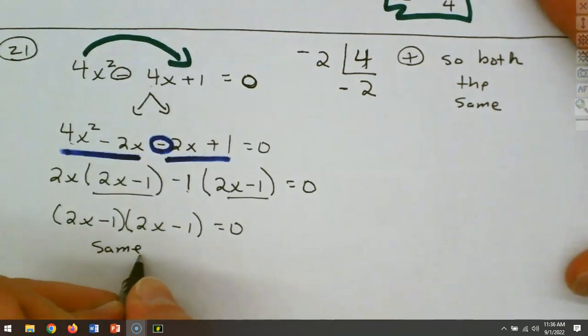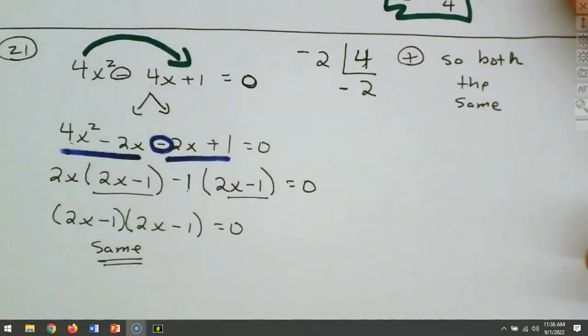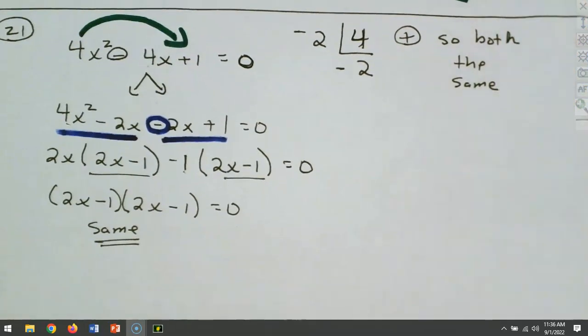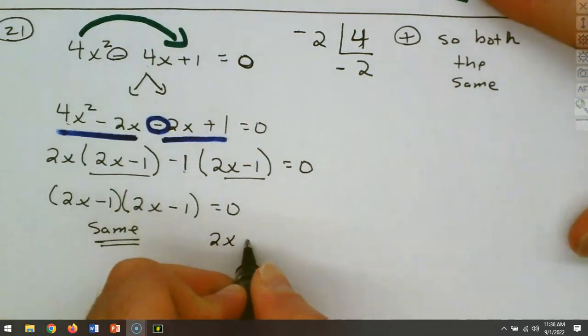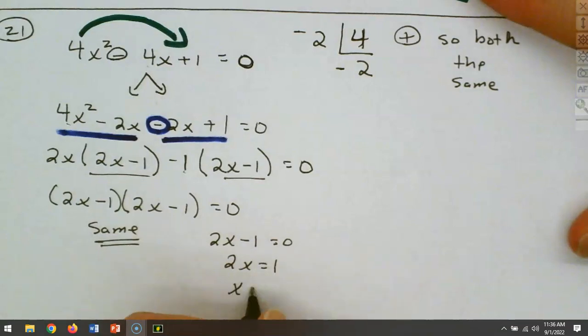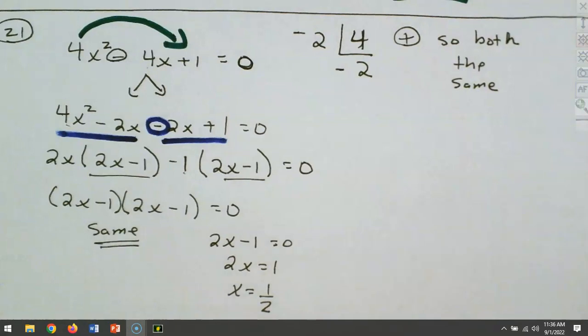What do you notice about these? These are the same, right? So how many solutions am I going to get? Just one of them because they're the same. So now we just simply solve 2x minus 1 equals 0, 2x equals 1, and x equals what? 1 half at the end.